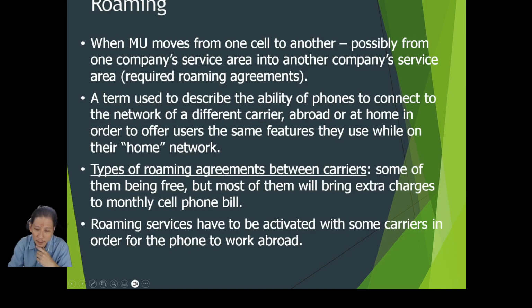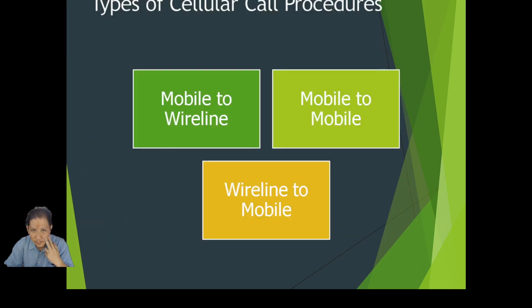Okay, ni roaming. Roaming ni macam yang kamu tahu, bila kita nak pergi overseas, kita kena declare the roaming services. Some of them are free if we have a mobile station there. For example, if Maxis has one in Thailand, the roaming will be free lah. If you go to another African company, it will charge double or triple. Okay, and then types of cellular call procedure: we have mobile to wireline, mobile to mobile, and wireline to mobile.